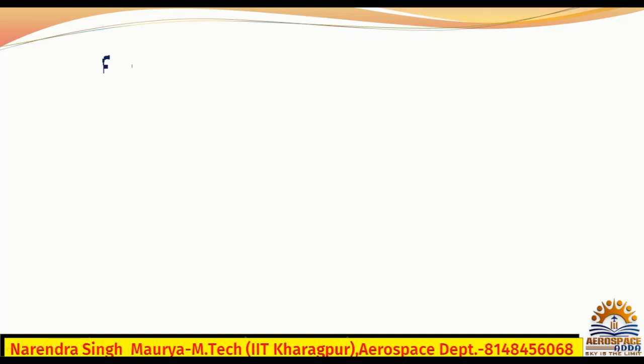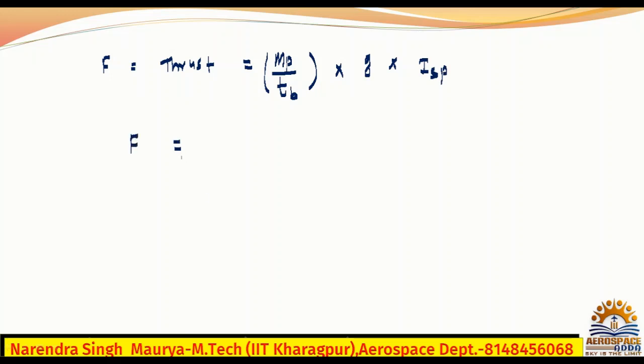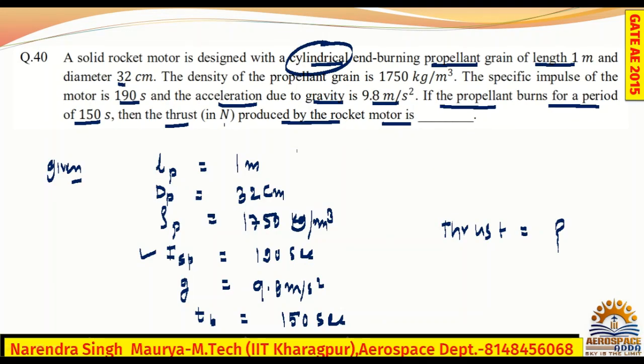All right. Now, what is the thrust we have here written? F. Check what we have written. It is mp divided by burning time, tb, into g into Isp. Yes or no? So F is equal to mp. Just now we have calculated 140.743. Burning time they have given to us how much? It is 150 seconds.